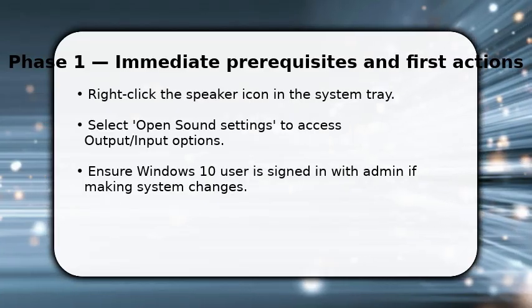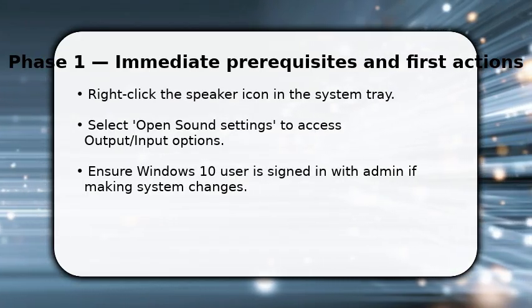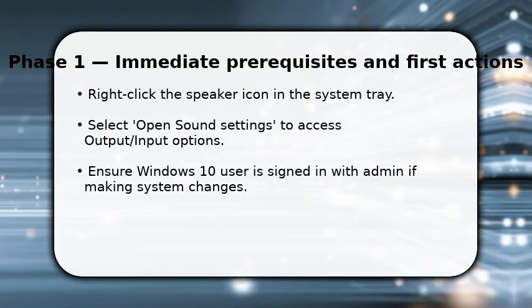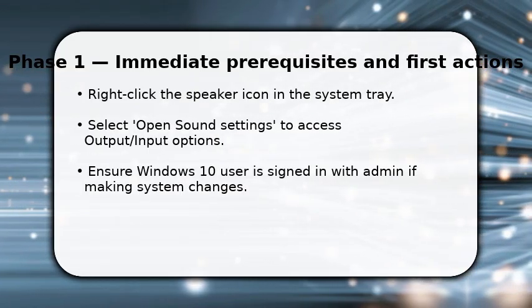You start by opening Sound Settings. Right-click the speaker icon in the lower right tray and choose Open Sound Settings. This immediately lands you on Output and Input selectors, which is where you control devices and volumes.